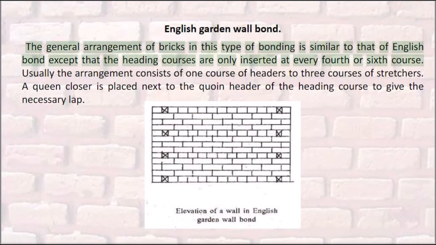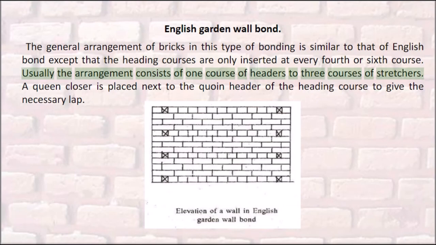English garden wall bond. The general arrangement of bricks in this type of bonding is similar to that of English bond, except that the heading courses are only inserted at every fourth or sixth course. Usually the arrangement consists of one course of headers to three courses of stretchers. A queen closer is placed next to the quoin header of the heading course to give the necessary lap.